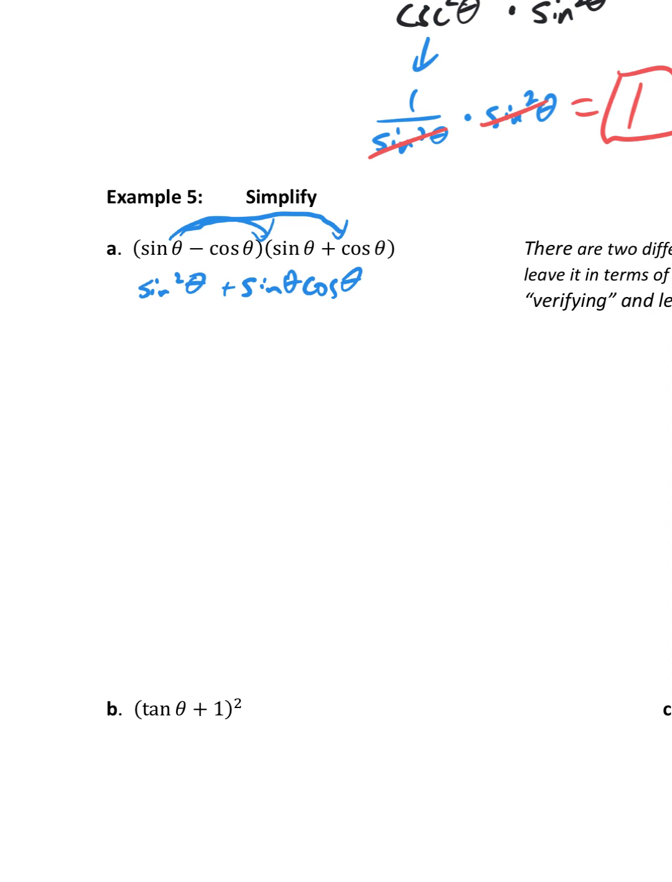Similarly, when I take the second part here, negative cosine times sine gives minus sine theta cosine theta. And finally, my last one, when I take these two, will be minus cosine squared theta. I ran out of room a little bit. Now, these middle two pieces are the same. They just have opposite signs. So let's go ahead and cancel those. And I'm left with this, sine squared theta minus cosine squared theta.